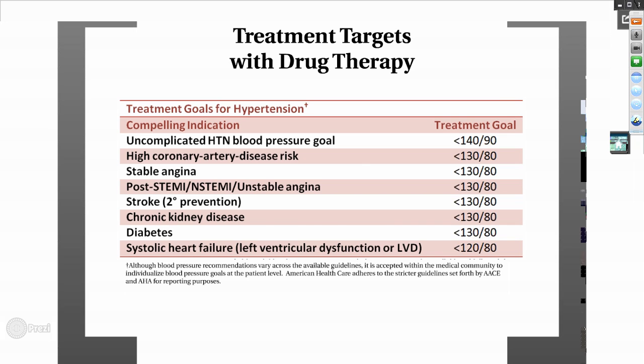Although blood pressure recommendations vary across the available guidelines, here at American Healthcare, we adhere to the stricter guidelines set forth by the ACE, for example, because we believe that some of these pressures, especially for patients with diabetes, are more reasonable. So, for example, someone with uncomplicated hypertension will be treated to a goal of 140/90, whereas if someone has heart failure, we will aim for less than 120/80, and similarly with diabetes.